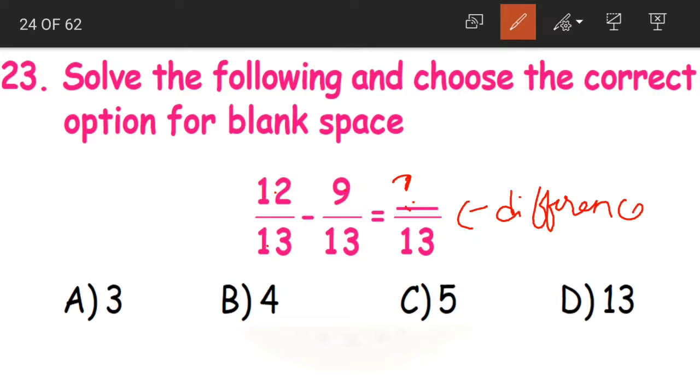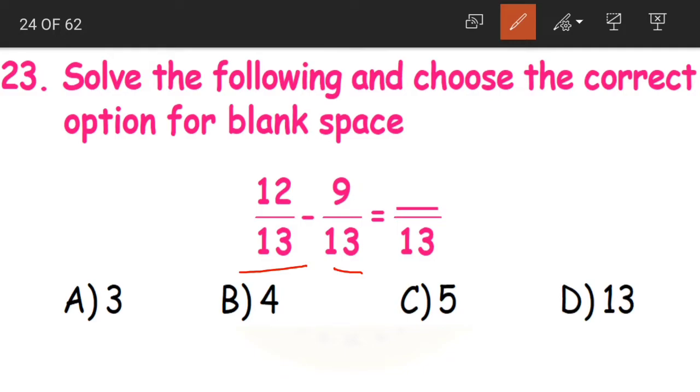Why am I calling it difference? Because we are subtracting two fractions here. The answer will be called the difference. And numerator is the number that is written on top. Now these two are our like fractions again. Both have the same common denominator 13.